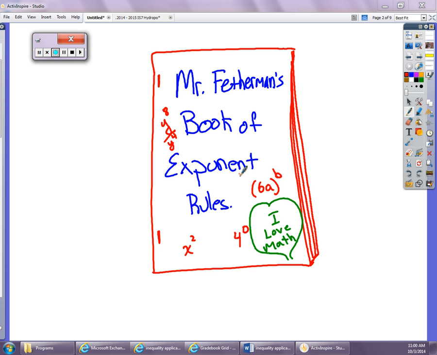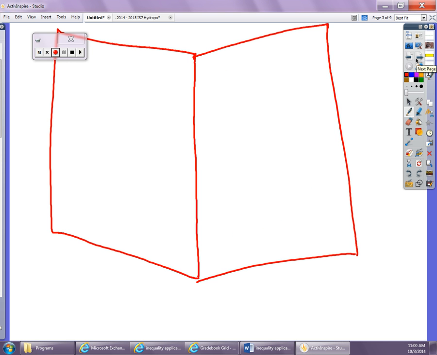Now when you open up to the first page, we're going to skip this because this is the back of our title page. We don't want to write on the back of the title page because sometimes the markers will go through it. So we're going to go to the next page. On the next page, we are going to be talking about the parts of a power.